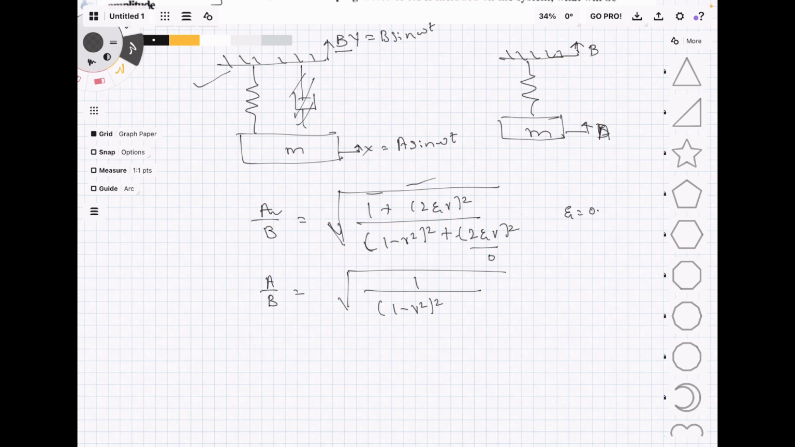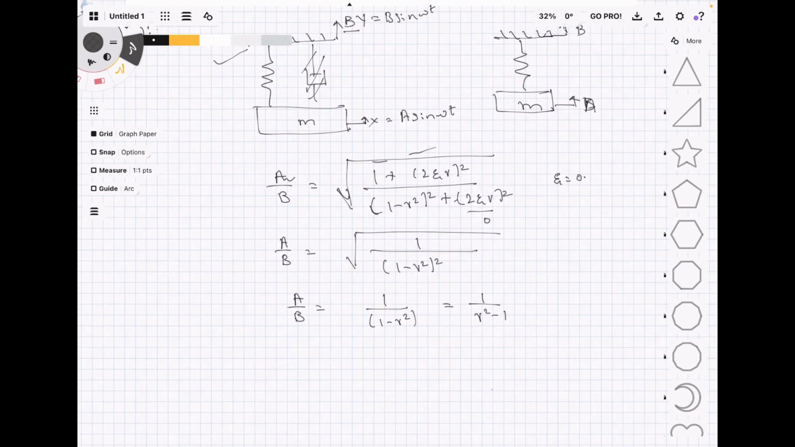So you can easily remove the square root here: A by B is nothing but 1 upon 1 minus r square. If you want the positive value, I'll write it as 1 upon r square minus 1, otherwise you'll get a negative answer. So for modification purposes, we make it 1 upon r square minus 1. This is the formula for zeta equal to 0, where there is no damping happening.